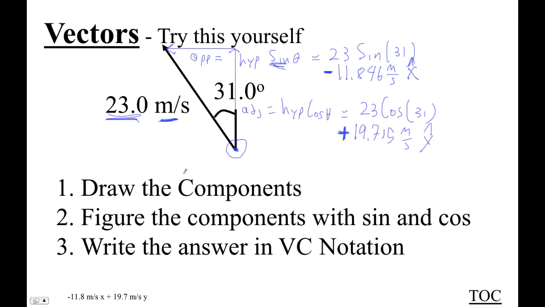Okay? Now I've got to write it down the proper way, right? So let's see, x first, so negative 11.8 roughly, right, meters per second in the x direction, plus 19.7 roughly, right, meters per second in the y direction. There we go.